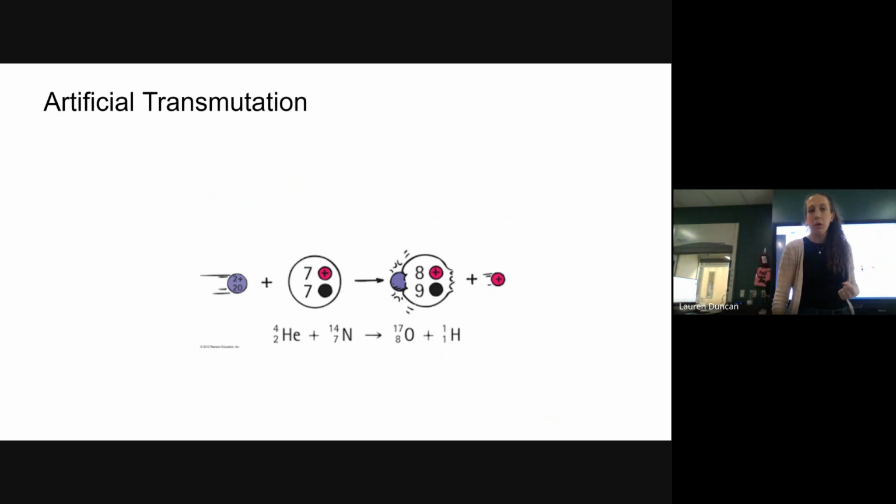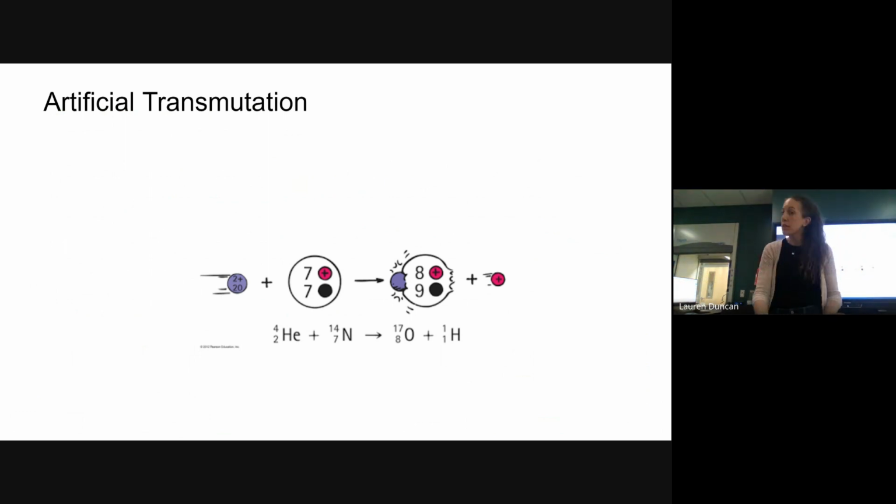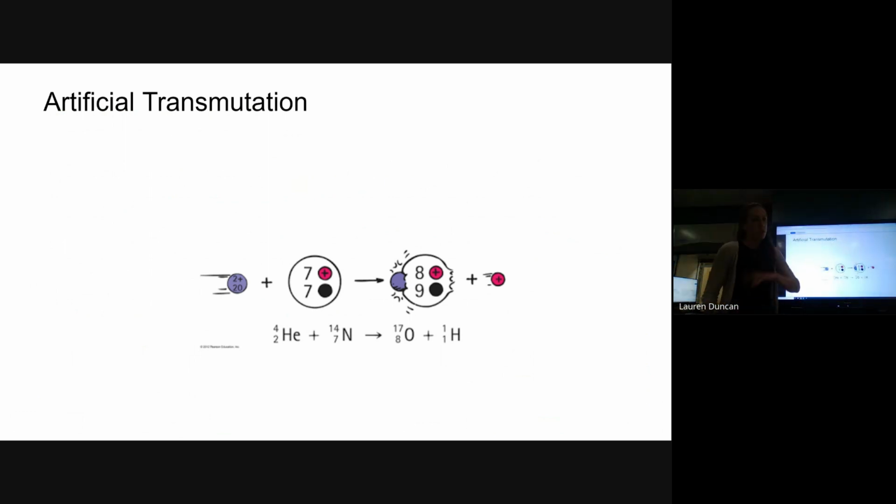We do this for a lot of reasons. Nuclear power is brought about this way. When we're trying to create new elements in particle accelerators, we do this. So there are different ways this is used in our modern society.